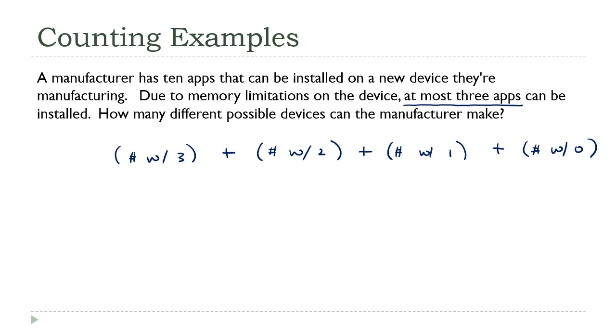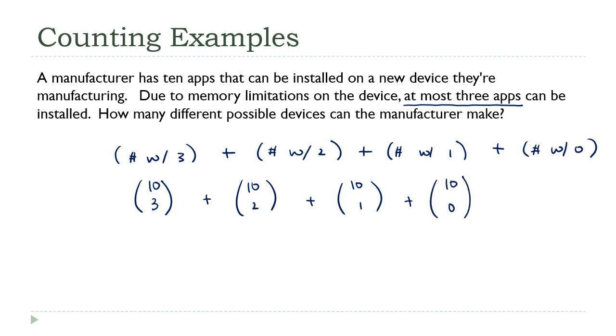All right, so what are my numbers going to be? I'm choosing from 10. So this first one is going to be 10, choose 3, plus 10, choose 2, plus 10, choose 1, plus 10, choose 0.